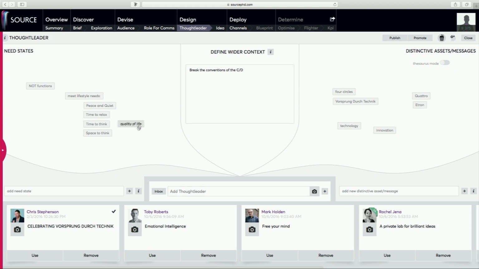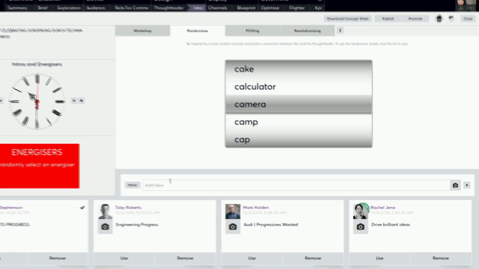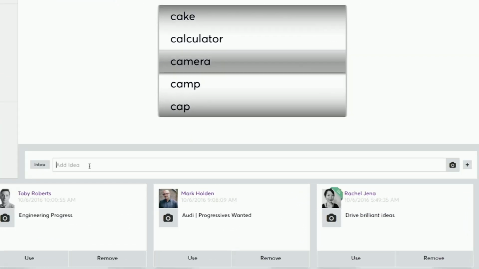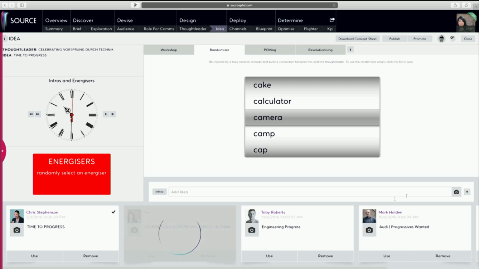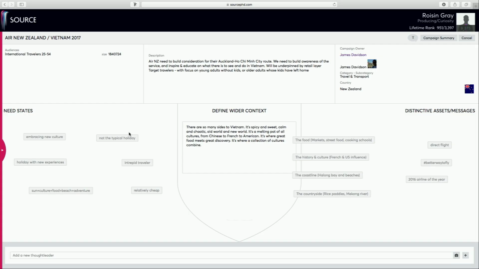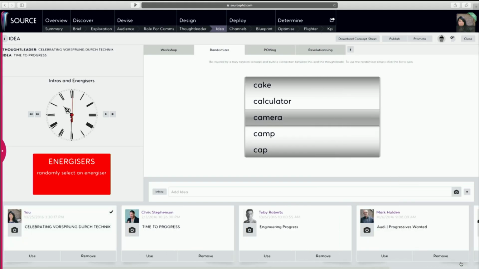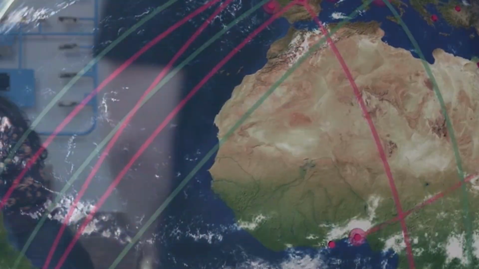We then use a series of innovation apps to fuel lateral thinking, turning the proposition into a big campaign idea. This is where global collaboration happens. Because everyone at PhD is using Source, we all help our colleagues crack ideas, wherever they may be around the world.